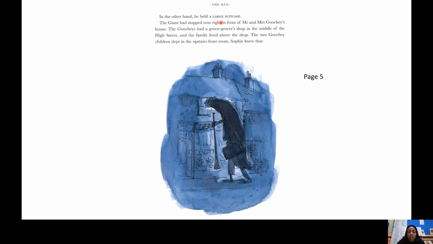In the other hand, he held a large suitcase. The giant had stopped now right in front of Mr. and Mrs. Gucci's house. The Guccis had a greengrocer's shop in the middle of the high street, and the family lived above the shop. The two Gucci children slept in the upstairs front room.